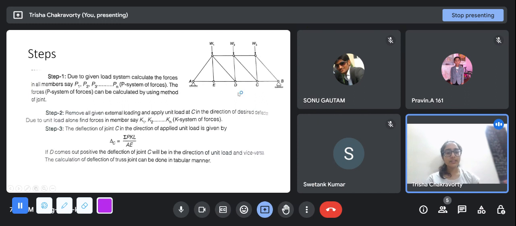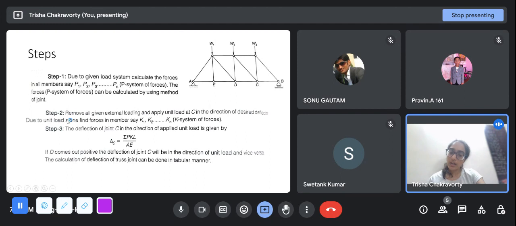As I said, suppose here you want to find out the nodal displacement of this node C in the vertical direction. So what will be the loading condition of the truss? Now you will remove all the external forces and you will just apply a unit force here. You will apply a unit load, 1 kilonewton, at this C in the downward direction or the upward direction. I'll tell you the implication of that choice later. So remove all given external loading and apply unit loading at C in the direction of the desired deflection.